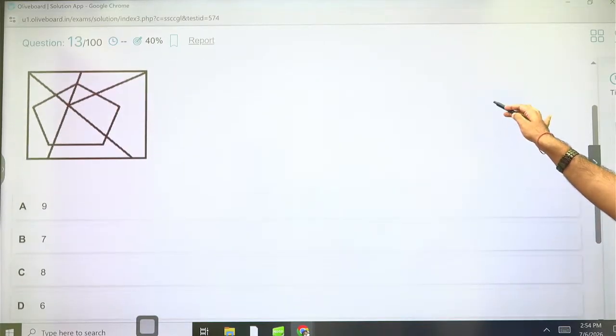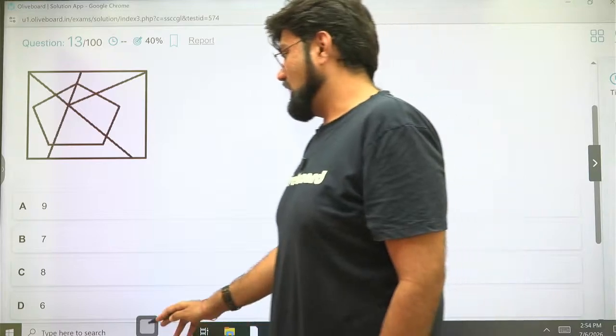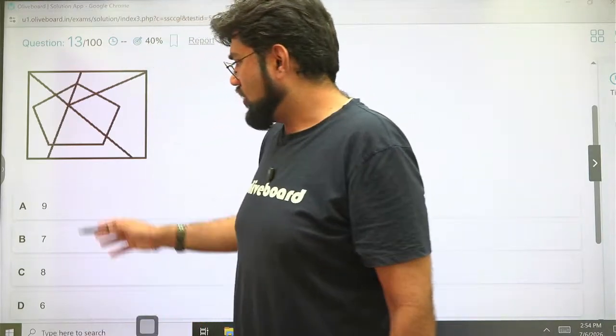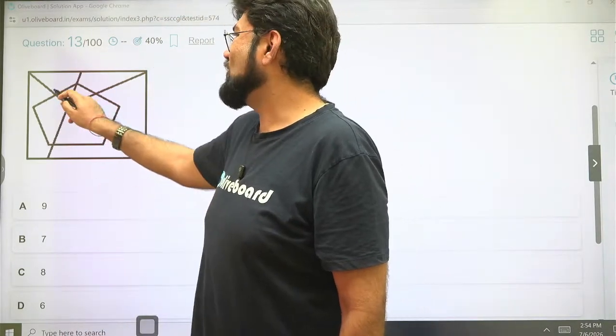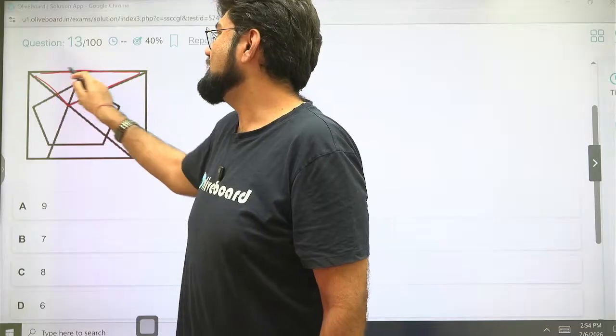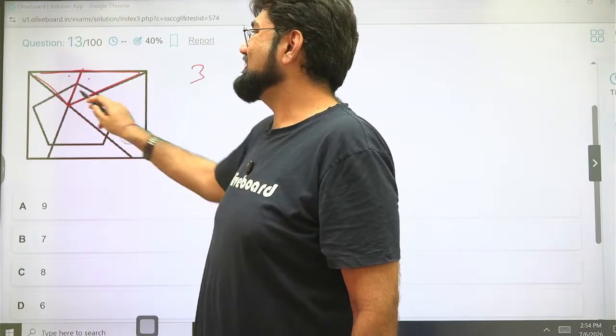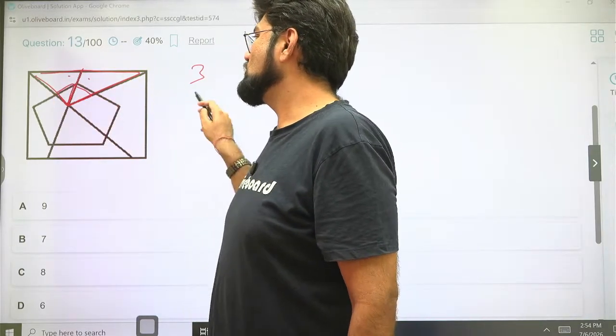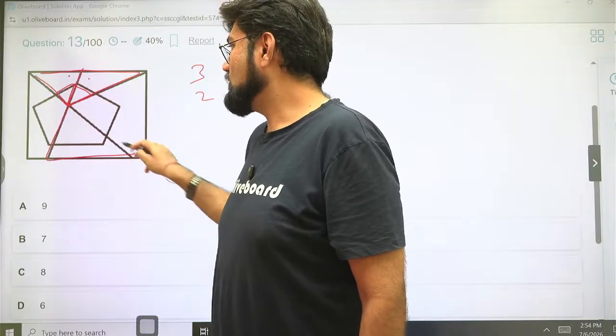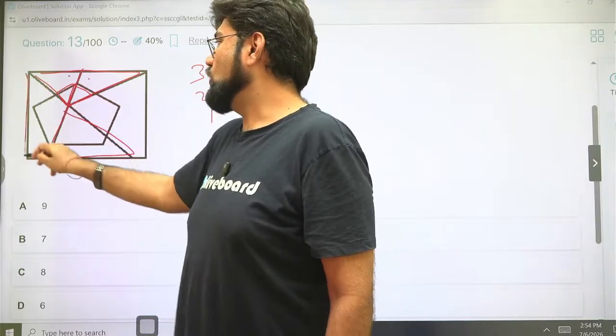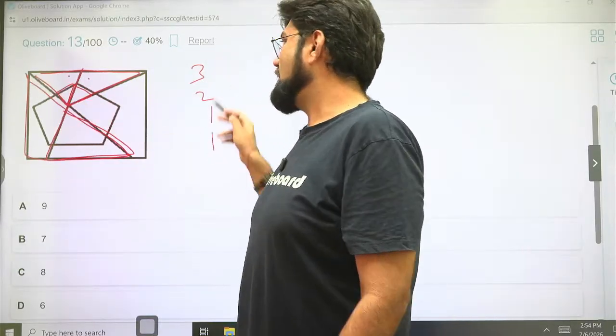Total number of triangles in the figure given below. The answers are pretty close, but there are not a lot of triangles: 9, 7, 8, 6. Observe here. This triangle divided into 2 vertical parts, so 3 triangles. This individual 1 and 2, 2 more. This one triangle, and this whole half triangle is 1. Apart from this, there is no other triangle.